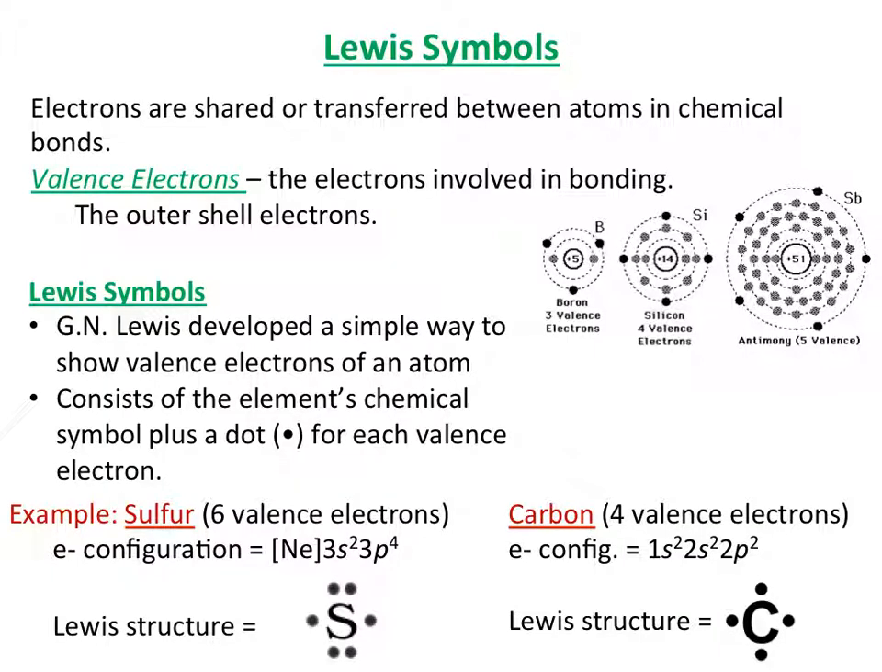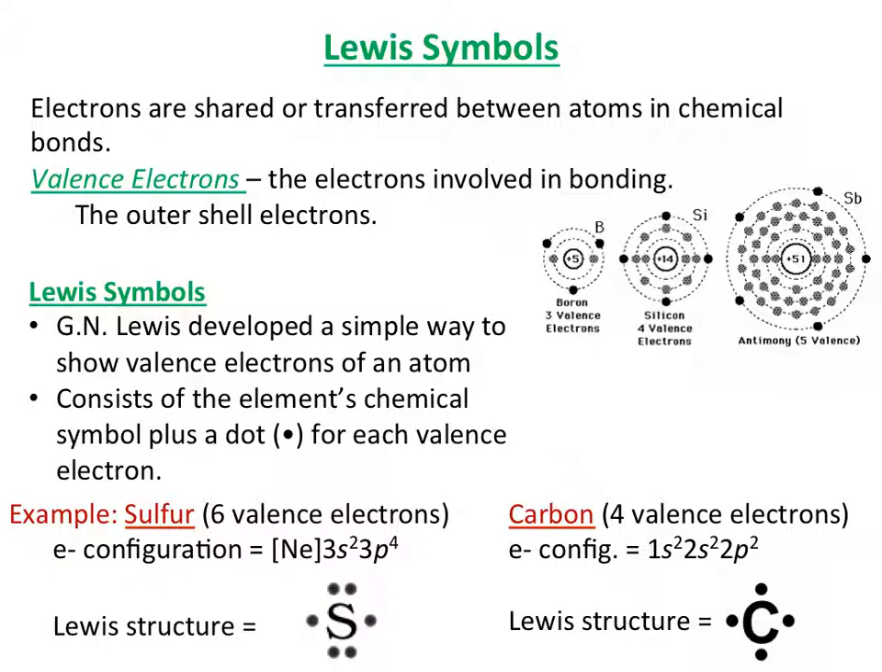So first, if we think about different chemical bonds and how electrons are either shared or transferred between atoms in chemical bonds, we really need to think about the valence electrons. When we talk about valence electrons, these are the electrons that are going to be involved in bonding. They're the outer shell electrons.